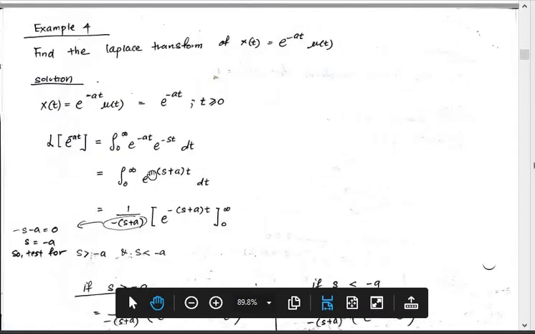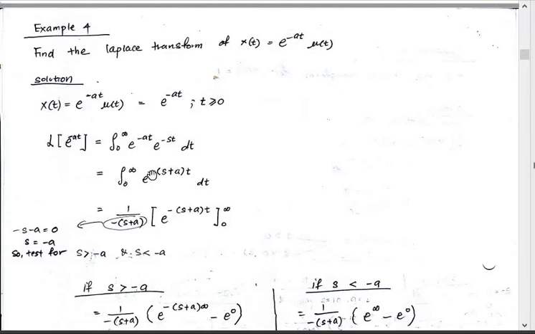Okay, next we go to another example. Find the Laplace transform of x(t) equal to exponent negative at u(t). How to solve this question is just like the previous one. Okay, can you hear me, class? Now let's look at this example. Find the Laplace transform of x(t) equal to exponent negative at u(t), sorry.